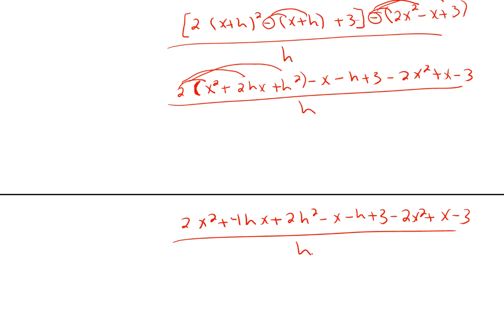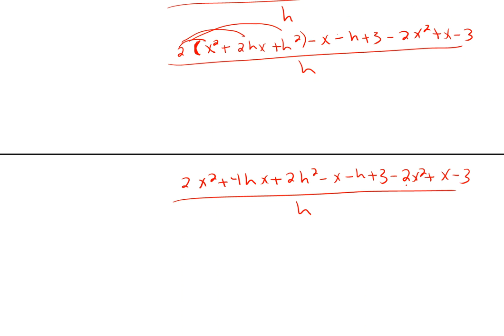Now I will combine my like terms. So I have a 2x squared and a minus 2x squared, so they will cancel each other out. This is the only hx term that I have, so I will rewrite the 4hx. This is the only h squared term that I have, so I will rewrite the 2h squared. Then I have minus x and plus x, so they will cancel out. This is the only h term that I have, so I will rewrite that, minus h. Then I have plus 3 and minus 3, so they cancel each other out, all divided by h.